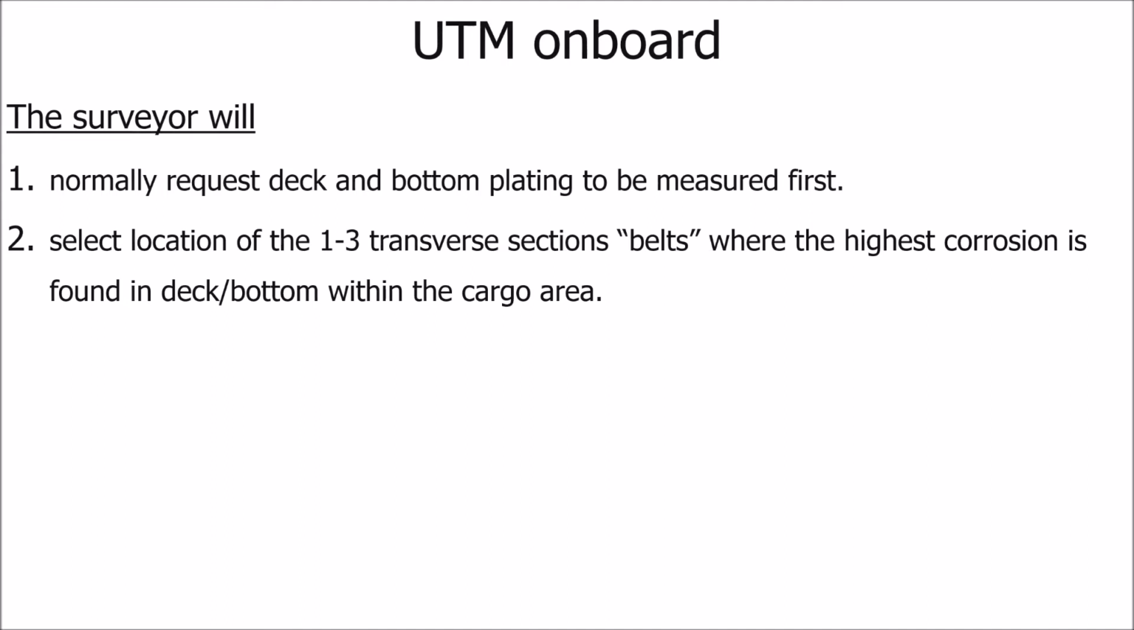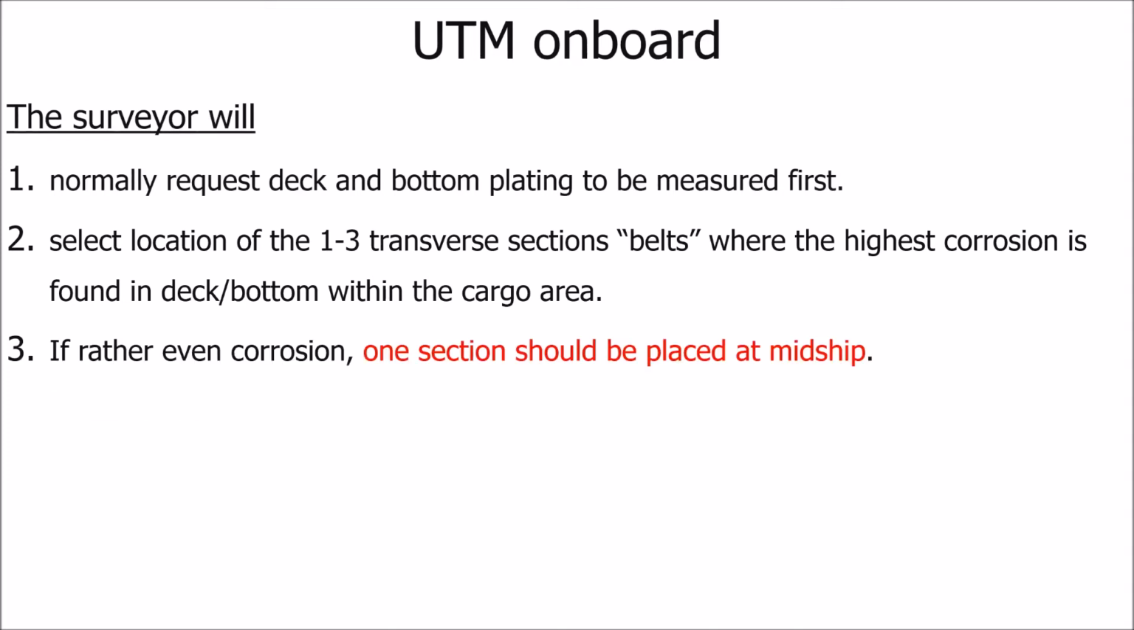A transverse section is an area between two frames, and also the connections on the other side of those frames, if it's a transversely framed ship. There are two types of building hull: longitudinal ship frames and transverse ship frames. If it's even corrosion, one section should be placed midship, because we have the most bending moments midship. The bending moment is at the maximum at the middle of the ship.